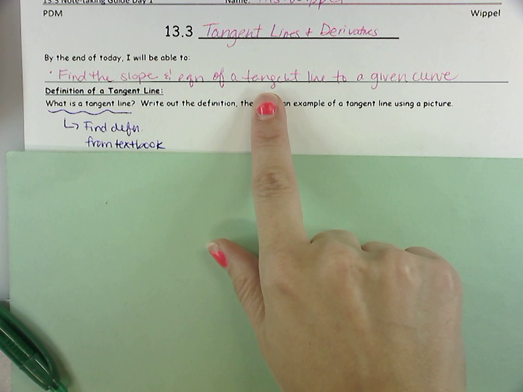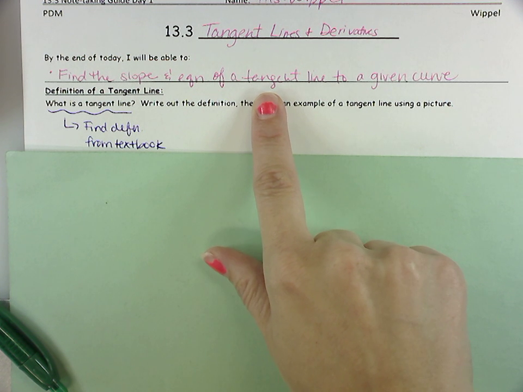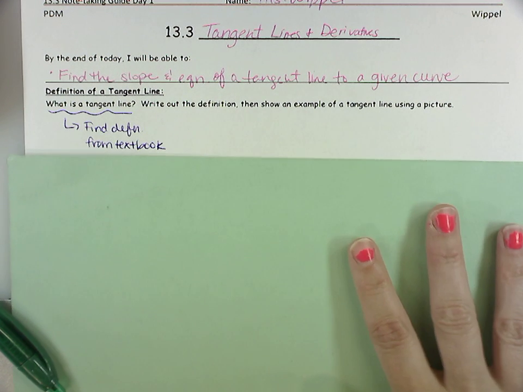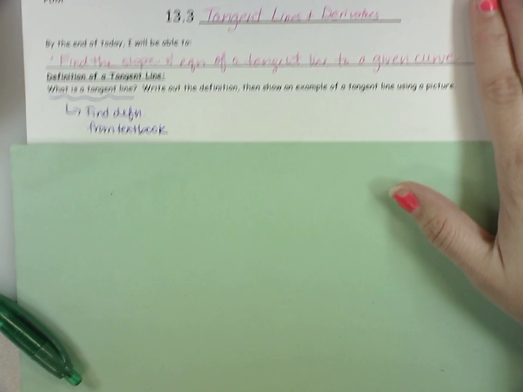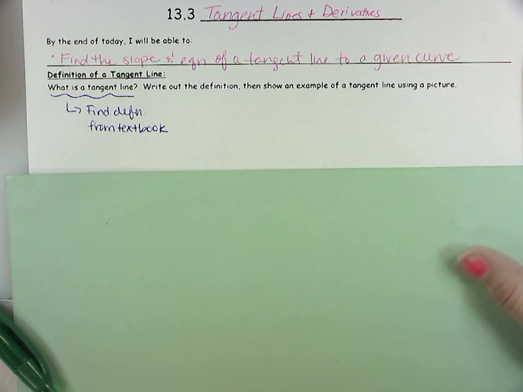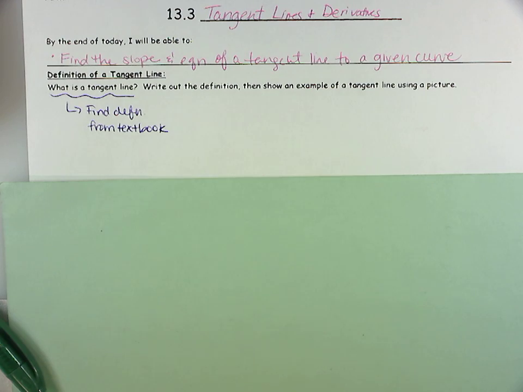So when I say that, do we understand what that means, slope-intercept form? Okay, so it's what? Okay, good. Y equals mx plus b. So we're going to do that. First, we're going to talk about what is a tangent line. So I'm asking you to write out your definition and then show an example of a tangent line using a picture from your textbook. So we're going to look at that now.